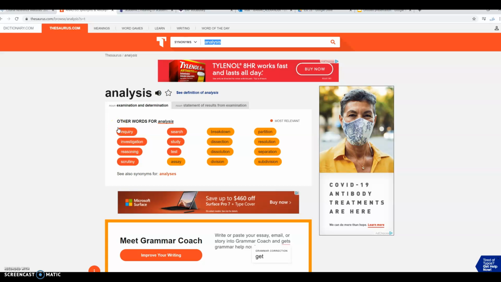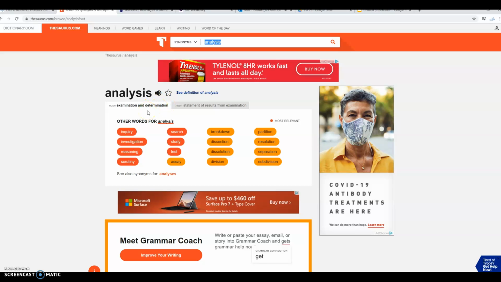To choose the most common synonyms, the first thing we do is we check to make sure that the word form is correct. Analysis is a noun. And up here you usually have 2 or 3 different synonyms that are probably the most common. So in this case we have examination, determination.